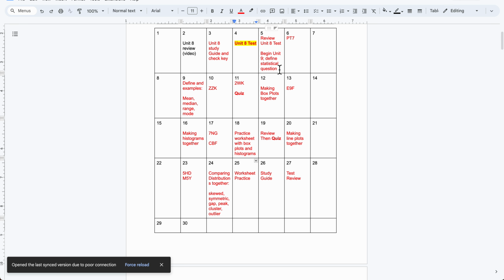You could think of it this way. You're giving him notes on statistical questions. You're giving him some practice for mean, median, range, and mode where you do it together. But everything else in the unit, you're making a graph together. So you're making box plots together. You're making histograms together, okay? And then you're going to make line plots together. And I would make them together, and then I'd give him some crucial info.